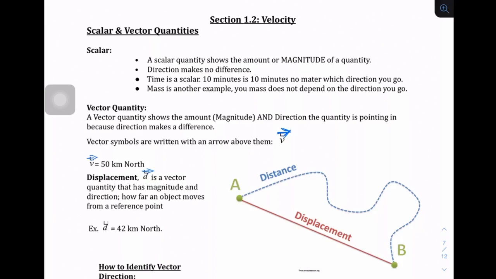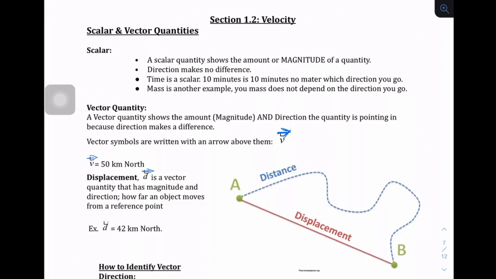Scalar quantities show the amount of a quantity, but not direction. So time is a scalar quantity because 10 minutes is 10 minutes no matter what direction you go. So is mass. No matter what direction you go, your mass is your mass.